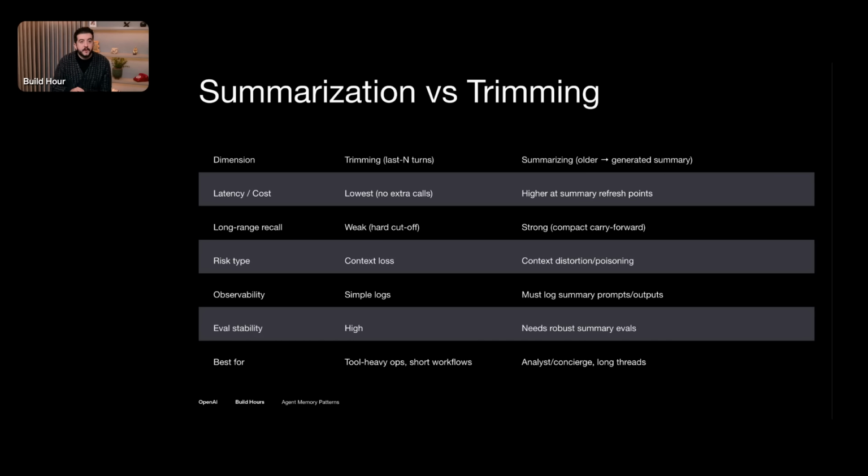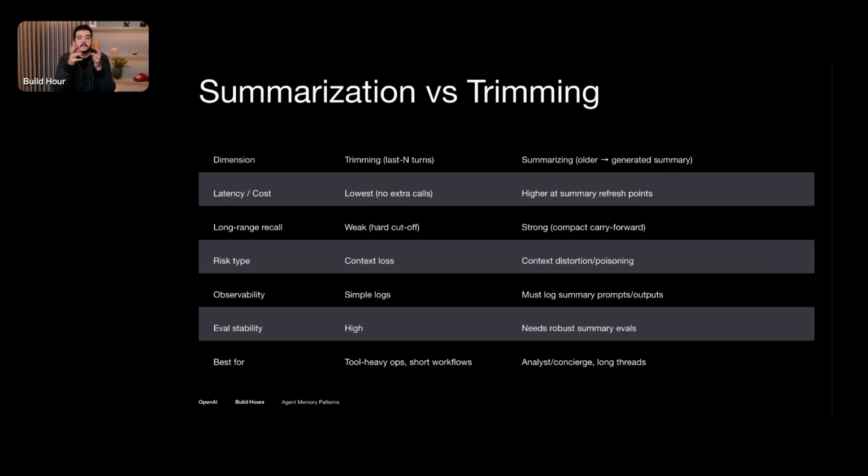Nice. So here is a comparison of summarization versus trimming. There are different dimensions that you can consider while you're designing a memory pattern for your agent. You can see that in trimming, you'll just keep the last N turns and you'll be dropping the oldest ones. So basically, it's a pretty straightforward operation. It'll be very fast. There's no latency. But the trade-off is that you might be losing some information that is already there. I think this is the main trade-off that we have. It's really best for tool-heavy ops and short workflows.